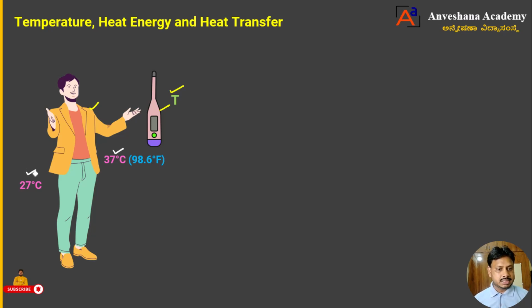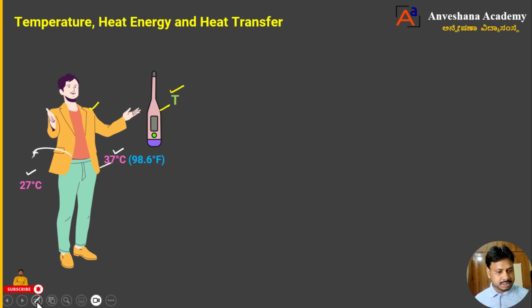Then what happens, dear students? You can see here now, the body temperature of the man is 37 degrees Celsius, whereas the surrounding temperature is 27 degrees Celsius. There is a change in temperature, that is 37 minus 27 degrees Celsius, a difference in the temperatures. Because of this difference in temperature, what happens? A kind of energy is going to transfer from the human body to the surrounding.